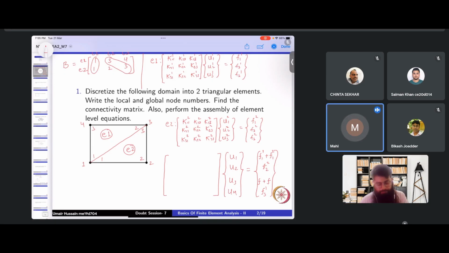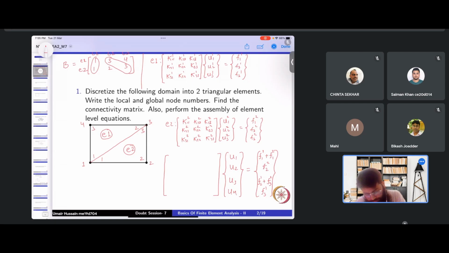Sir, F2 at 1. F2 at 1. Yeah, that's right. And F3 at 2. F3 at element 2. Yeah, that's absolutely right. Thank you so much. So now coming to the more difficult part.